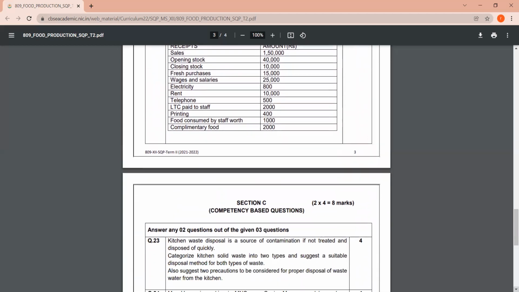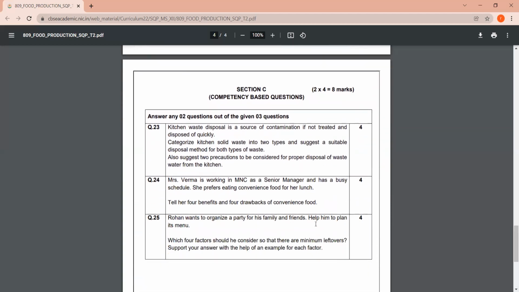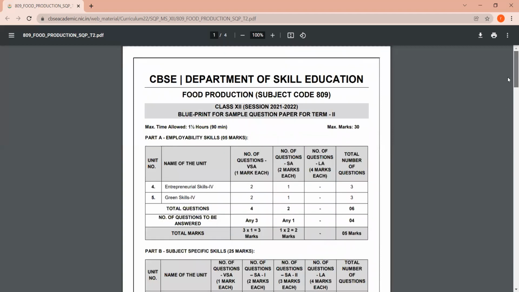After this, we have the competency-based question. So they have given 3 questions here in competency-based section, but you need to answer any 2. That makes it 8 marks for this particular section for you. So this is how the paper has been set for you. And I hope you prepare well for the exam.